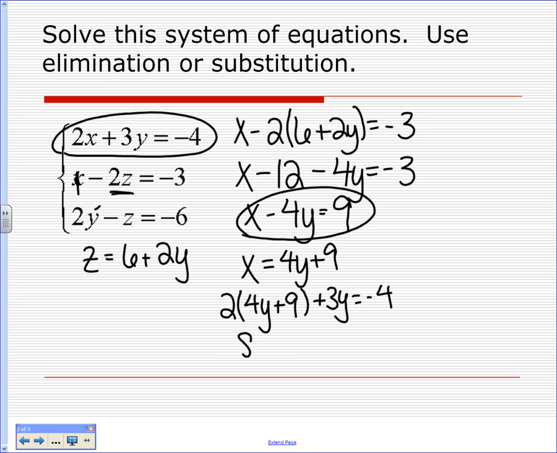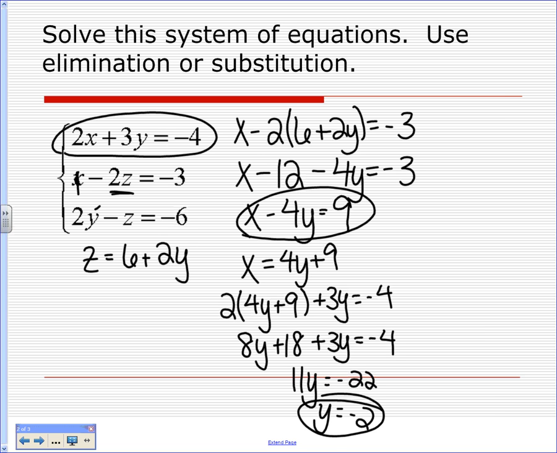Okay, so I get 8y plus 18 plus 3y equals negative 4, right? Okay, so that's y. Am I done? Plug that back into the x equals. Yeah. Okay. But our y is negative 2. So 6 minus 4. So z equals 2. Are we done?